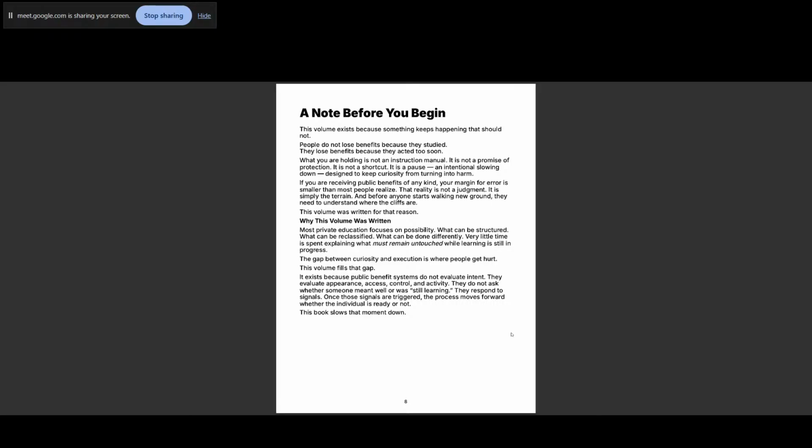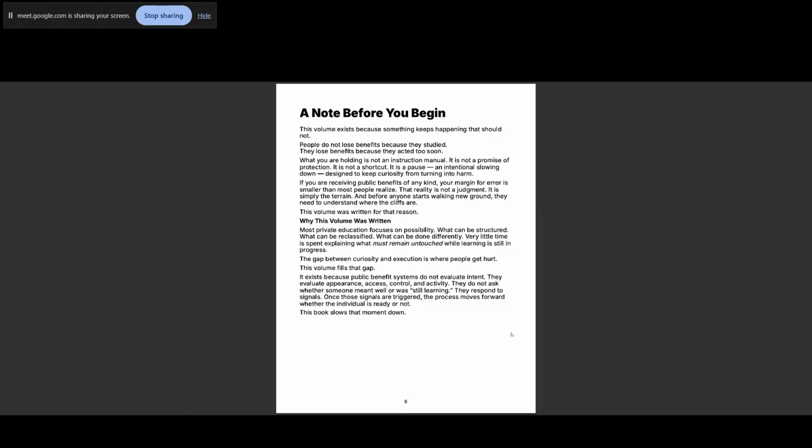A note before you begin. This volume exists because something keeps happening that should not. People do not lose benefits because they studied. They lose benefits because they acted too soon. What you're holding is not an instruction manual. It is not a promise of protection. It is not a shortcut. It is a pause, an intentional slowing down designed to keep curiosity from turning into harm.